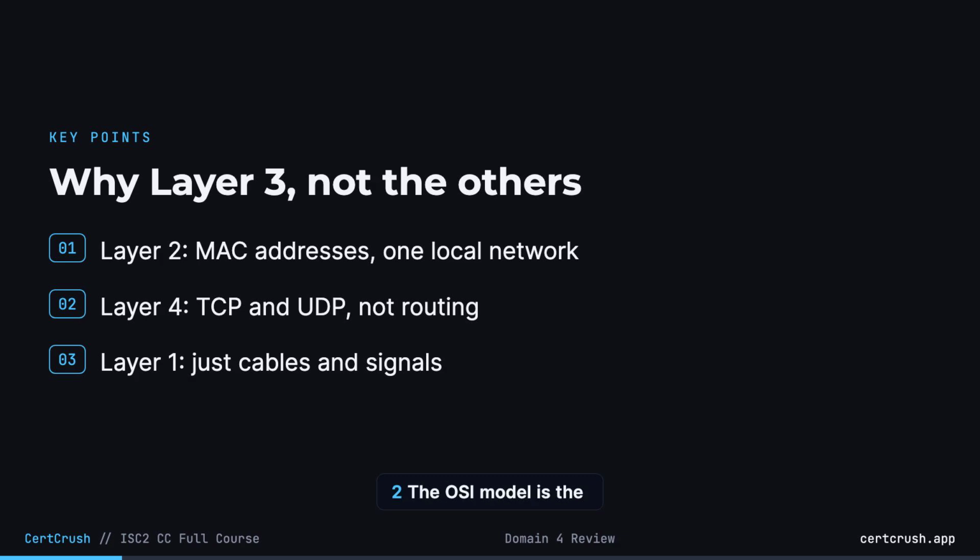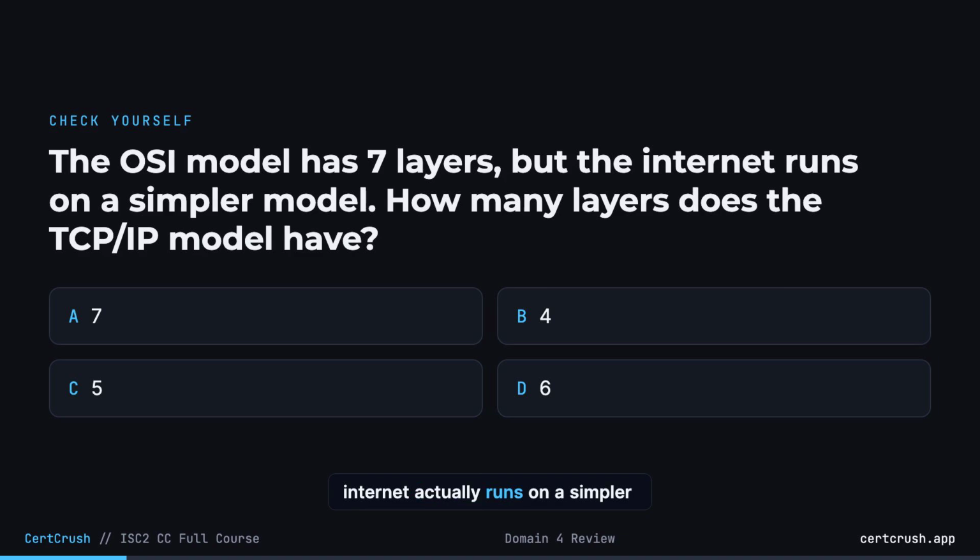Question 2. The OSI model is the 7-layer textbook map, but the internet actually runs on a simpler model. How many layers does the TCP over IP model have? A. 7, B. 4, C. 5, D. 6.